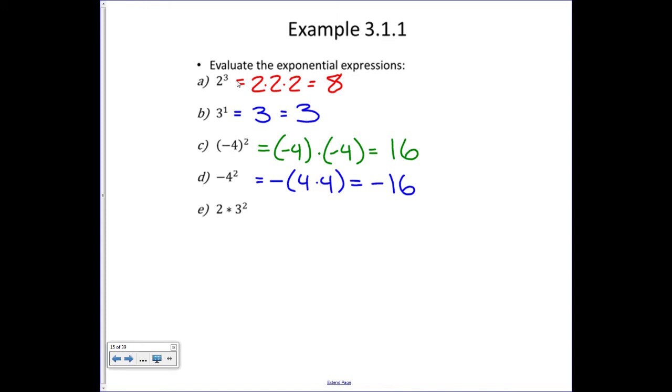And then on the final example, we have 2 times 3 squared. We could rewrite this as 2 times 3 times 3, which in this case is going to be 18. Remember that on problems like part E, it's important to use your exponential rules first before you multiply. Remember the order of operations. We could have just as easily written this as 2 times 3 squared is 3 times 3, which is 2 times 9, which is 18.